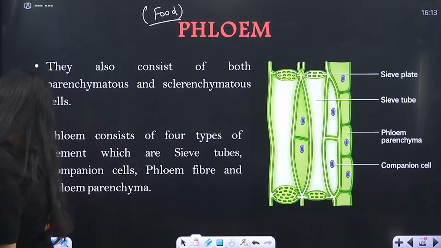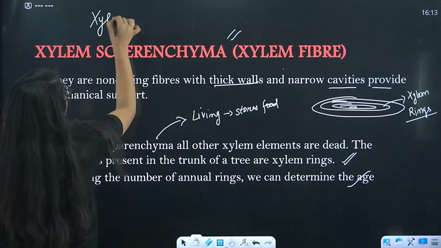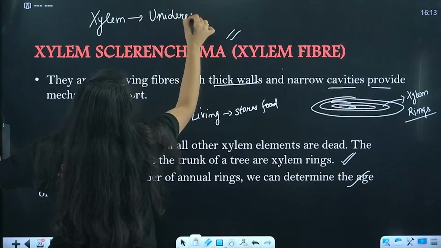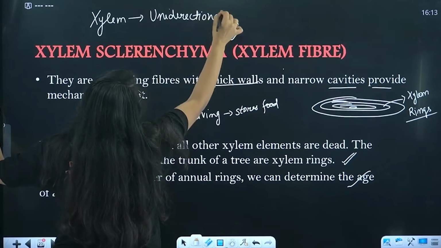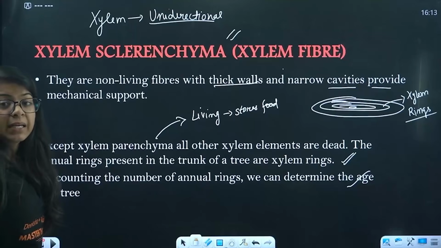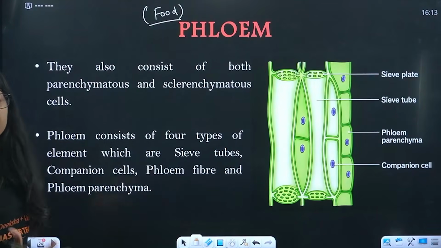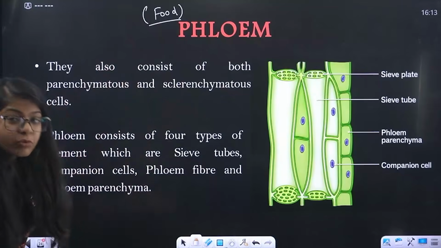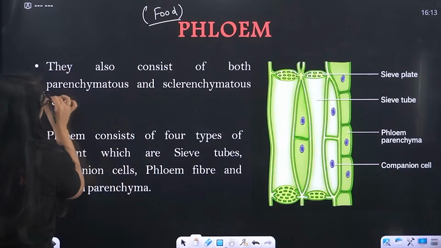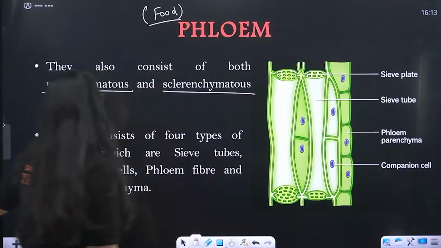See, xylem is a unidirectional tissue. That means water can only go from roots to the leaves and to the stems. But phloem is bidirectional, so food can go up as well as down. They also consist of both parenchymatous and sclerenchymatous cells.